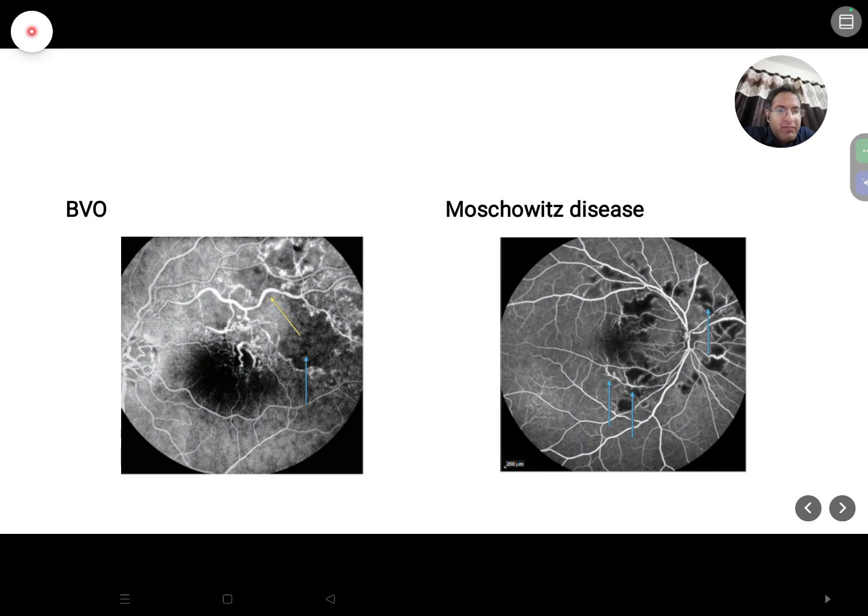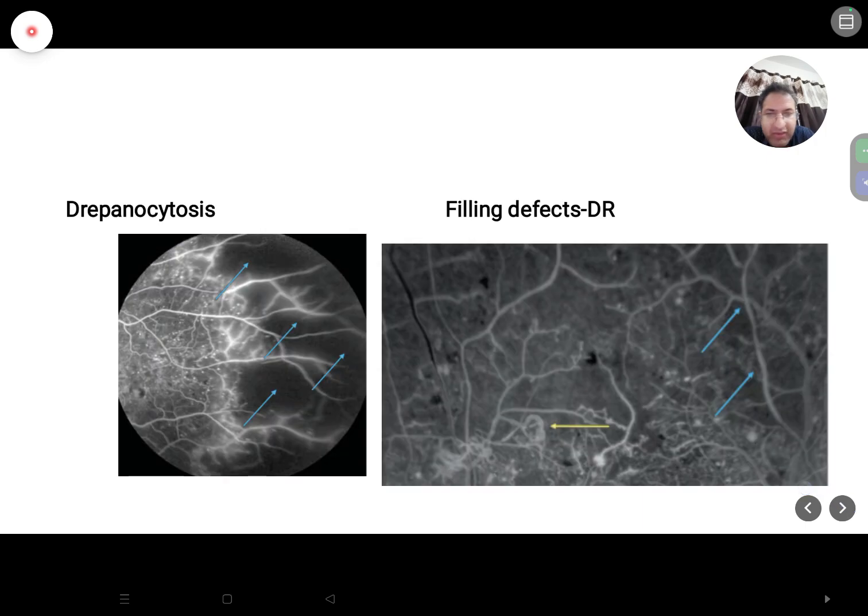The next is Moswich disease. Moswich disease is a peripapillary hypofluorescent area. In this disease, which is a kind of syndrome, there is a hypofluorescent area around the disc in the choroid. Some choriocapillaries will be lost, and this will appear as a hypofluorescent area around the disc.